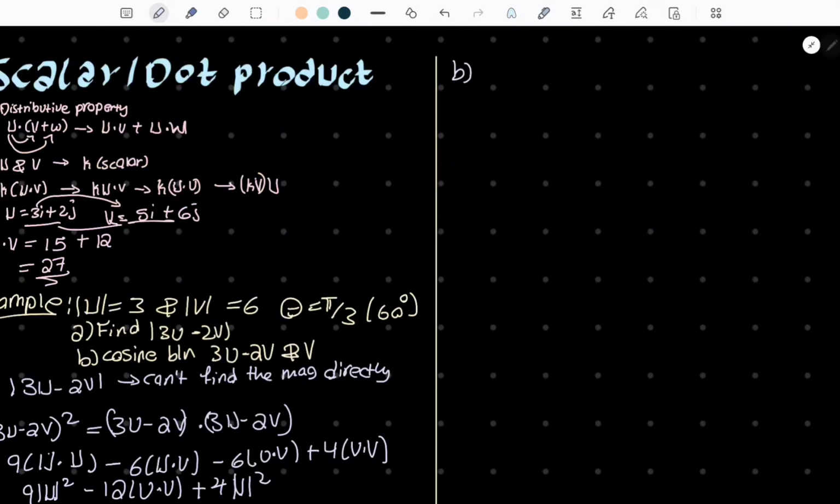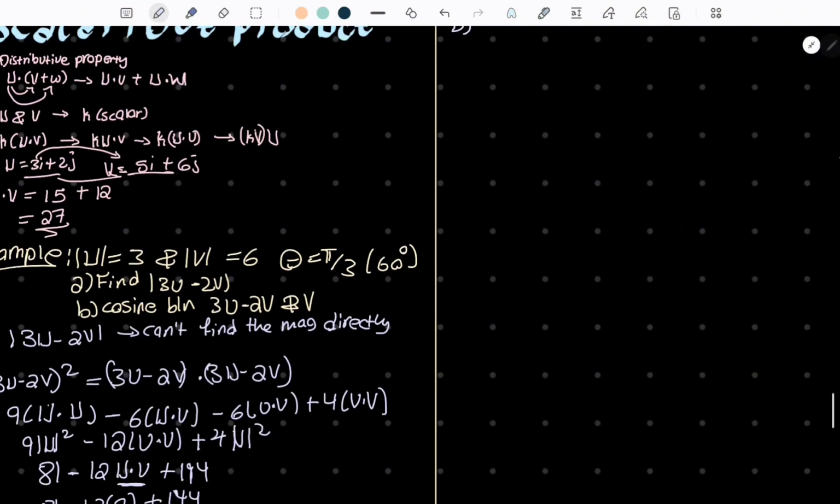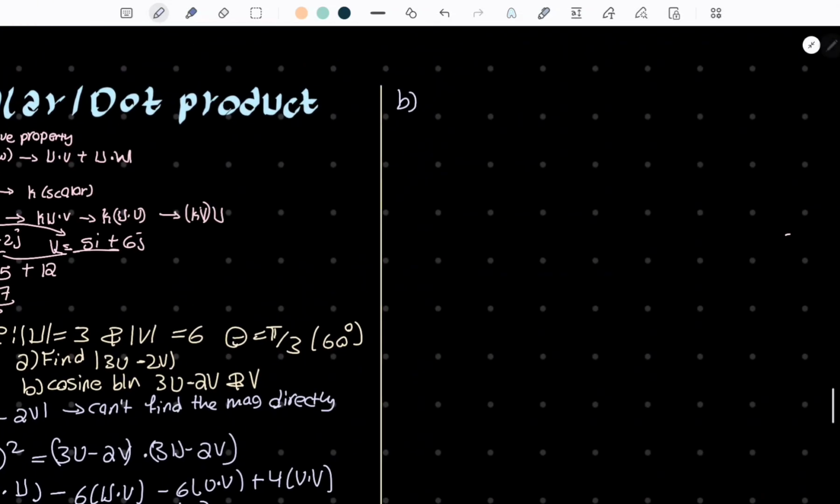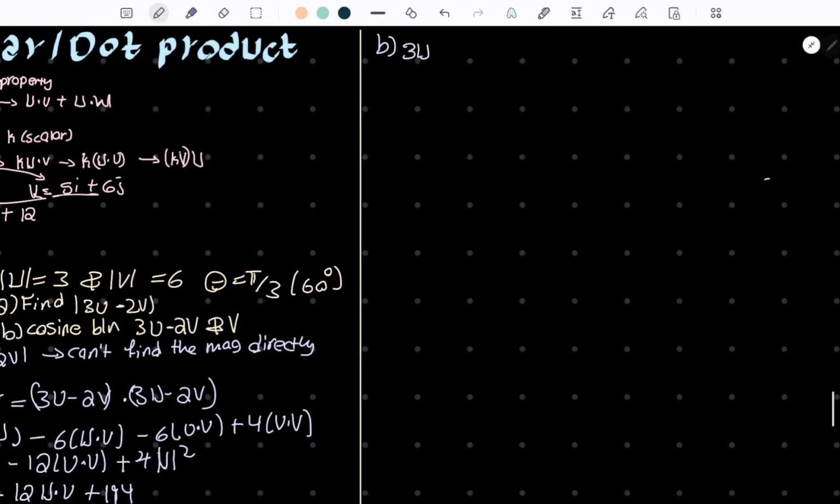Next, we're asked to find the cosine of the angle between 3u minus 2v and v. So the magnitude of 3u minus 2v is going to be root 177, and the magnitude of v is 6. We already know this, but we need to find the dot product. So we're actually asked to find the cosine of the angle between 3u minus 2v and u.